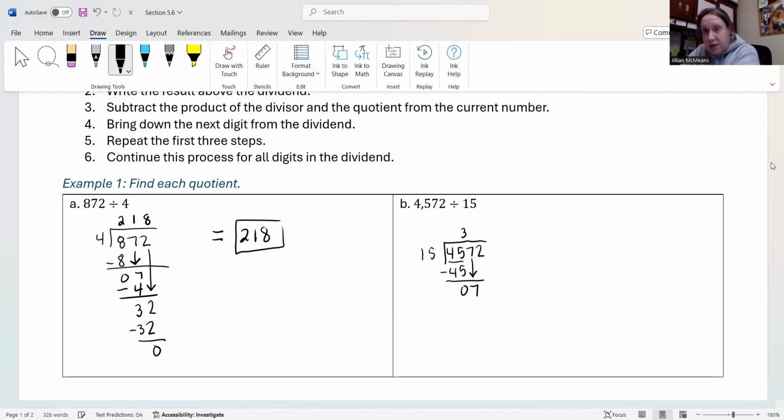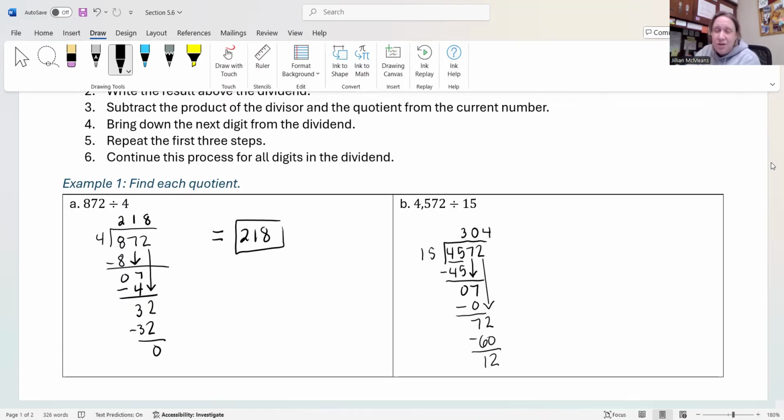I drop down my next digit. As soon as you drop a digit down, you have to put something in the quotient. How many times will 15 go into 7? 0 times, so I put a 0 in the quotient. 0 times 15 is 0, so I subtract 0 and get a 7. Then I drop down the 2 and repeat the process. How many times does 15 go into 72? Well, 15 times 5 is 75, so 5 is too much. It's going to go in 4 times. 4 times 15 is 60, so I subtract 60 and I'm left with 12.